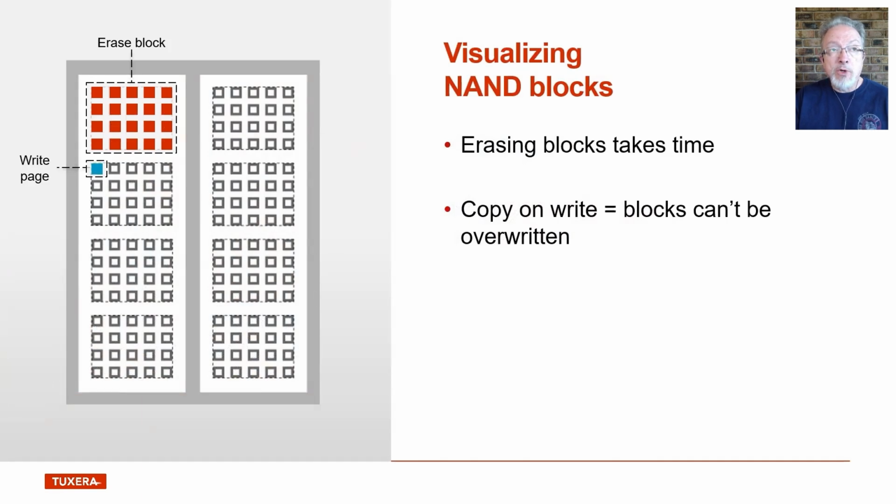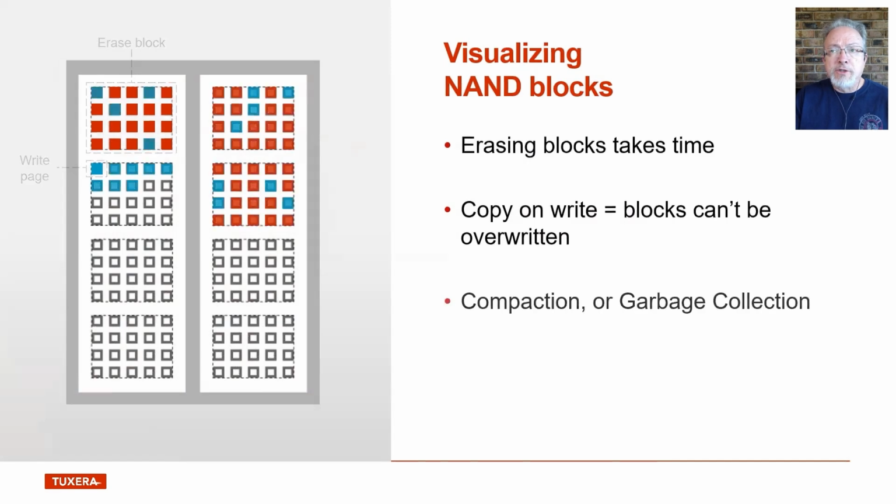The write page can't be overwritten or appended to. Any update means replacing it with a new one and then marking the original one as obsolete. This is known as copy on write. Both these processes are fairly straightforward and public-facing. Another is less well-known, and that is compaction, also known as garbage collection.